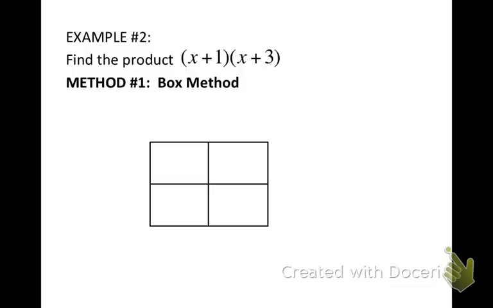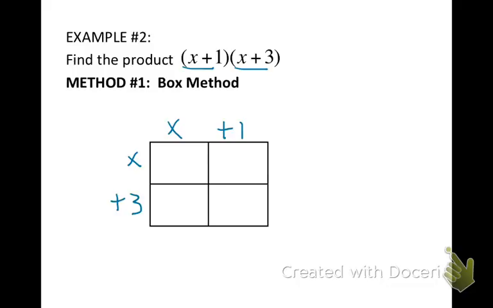So you draw a 2 by 2 box, and then you're going to place your first expression just in the columns, above the columns of the box. So your first term goes above the first column, and then the second term with the sign goes above the second one. And then I bet you can imagine where x plus 3 will go. It'll go along the left side, so x plus 3.